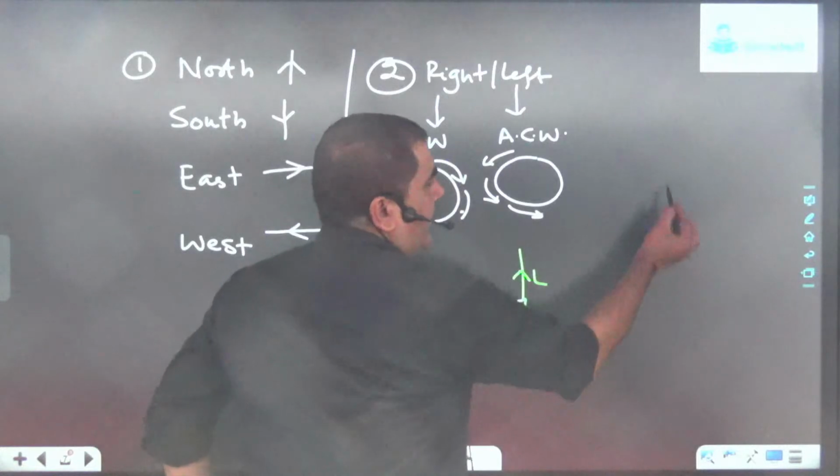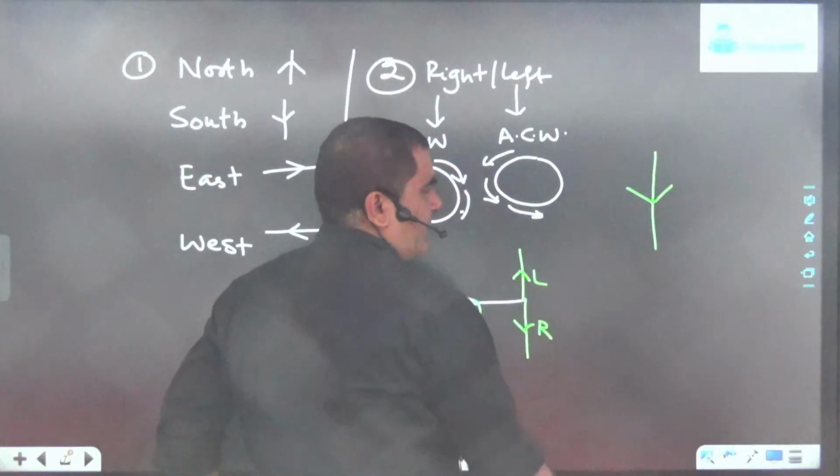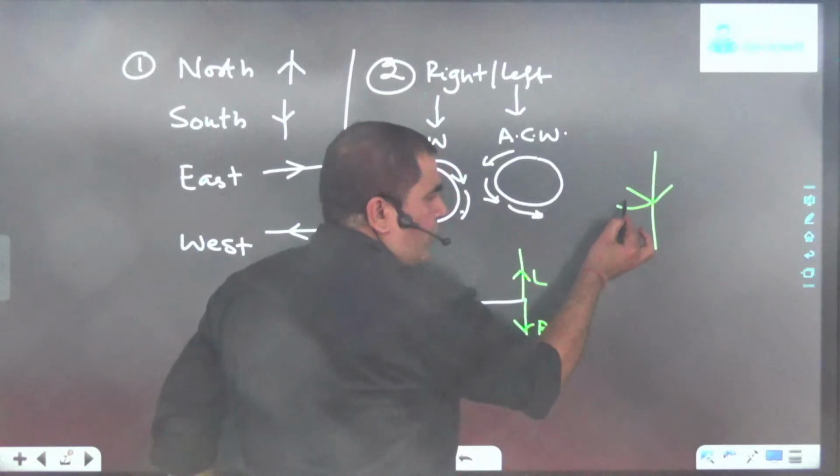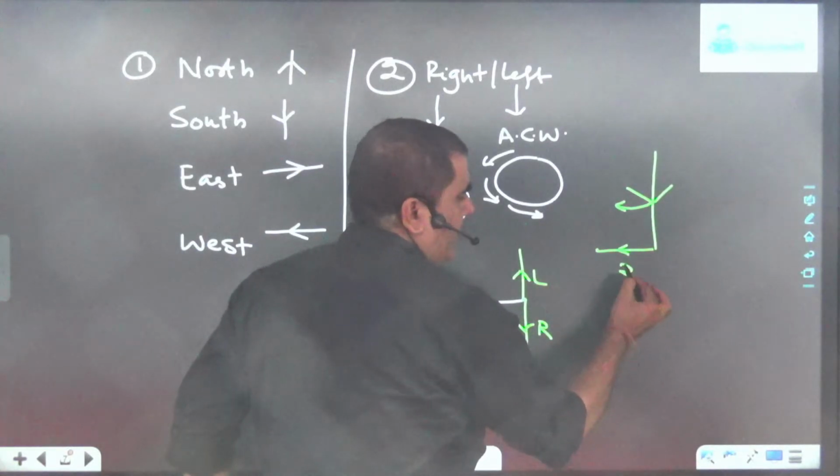Suppose any person is moving towards south. What should be right and what should be left? So put the pen over here and move clockwise. This is the way the clock goes. So this side will be right and this side will be left.